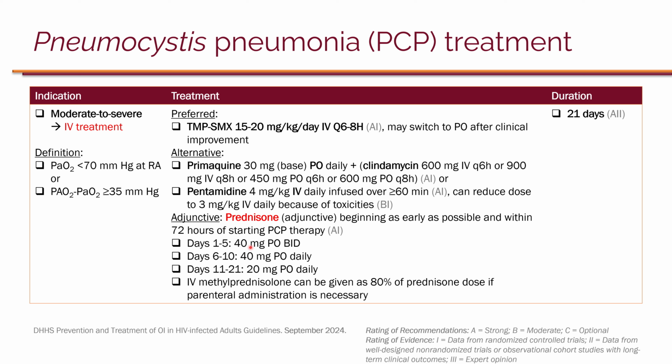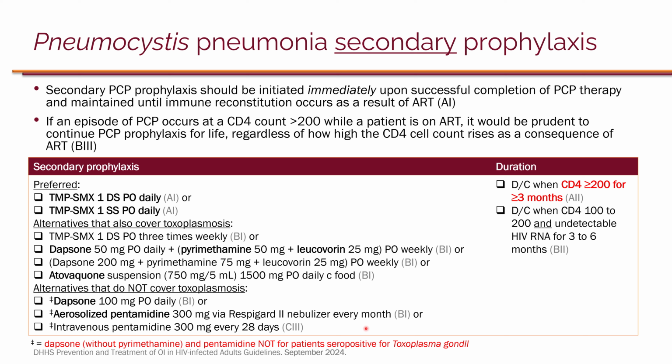So the first 5 days would be 40 milligram twice a day, and then the next 5 days is 40 milligram once a day, and then the final days of day 11 through 21 is 20 milligram daily. Now, if the patient cannot take orally, we can use IV methylprednisolone that can be given as 80% of the prednisone dose, so we can adjust from there.